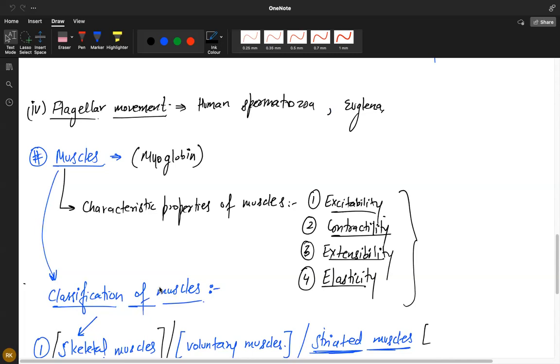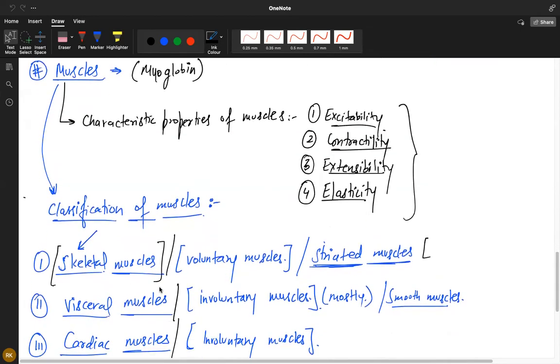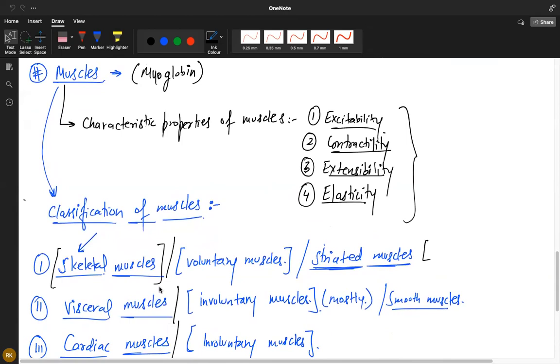This is something you should know for your entrances. Should I move on to classification? Yes, just the muscle. We started talking about it because we have to study locomotion and movement in humans. It is under the human physiology part. So I just gave you a common outline, fundamentals of how things work on a cellular level. Now we are coming to muscles.